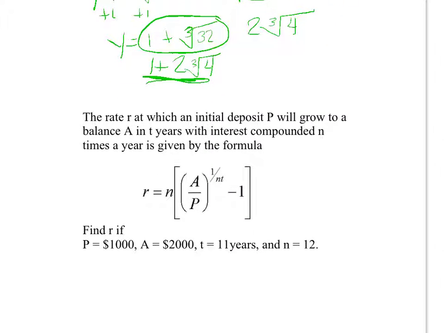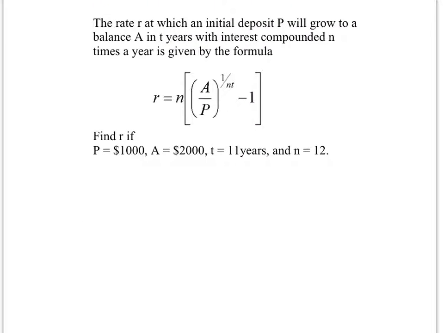Alright, another thing that comes up when we're working with exponents and equations is this formula, or other formulas like it. There are all kinds of versions of this. It all just depends on what you're trying to do. Here we have a formula, and it says the rate R at which an initial deposit P will grow to a balance A in T years with interest compounded N times a year is given by this formula. Basically it takes a different formula we've seen before and rearranges things. Now we're supposed to solve for R if we know all of this stuff.